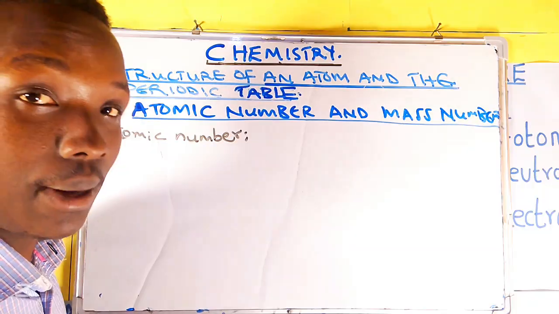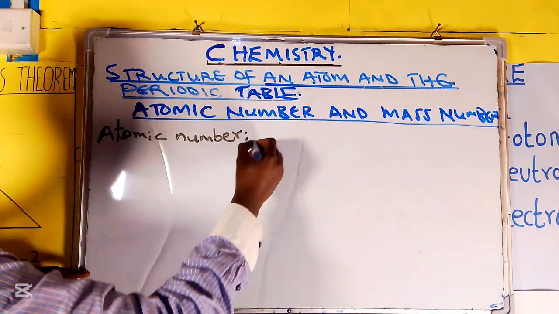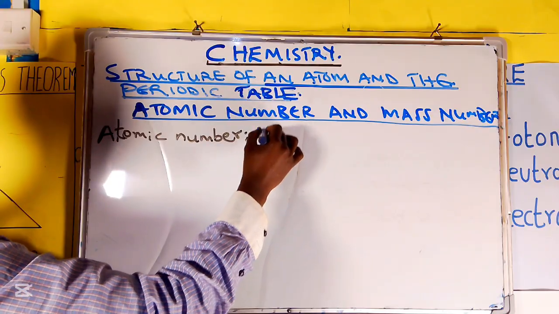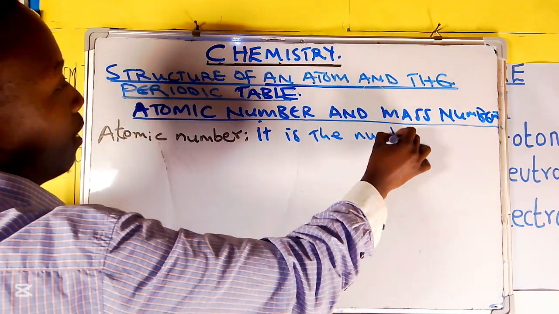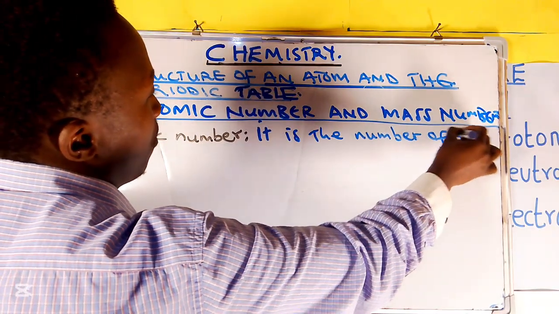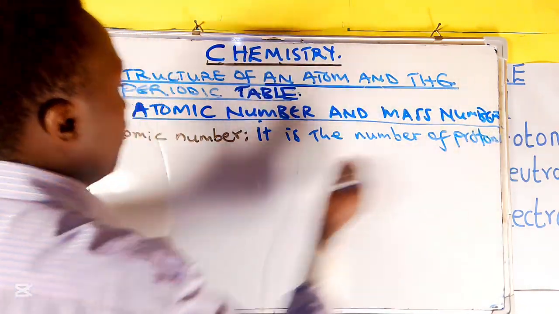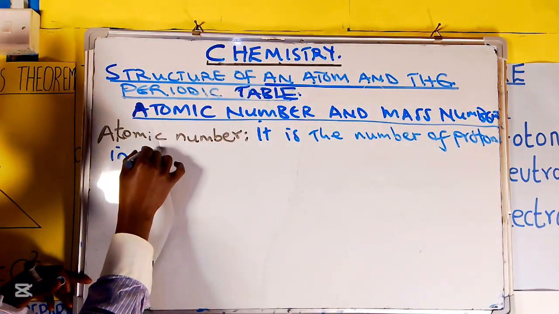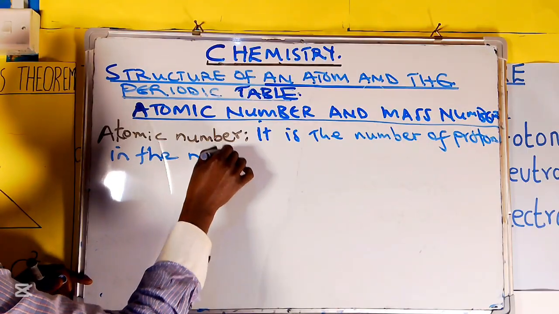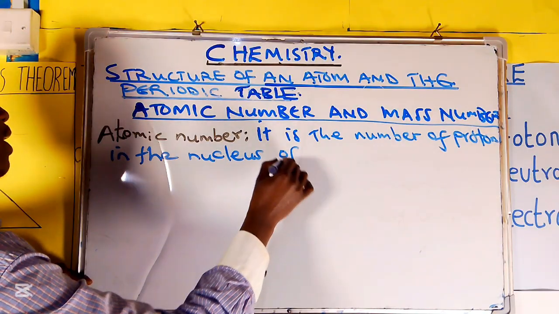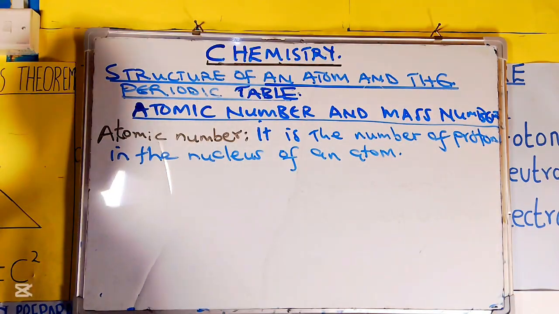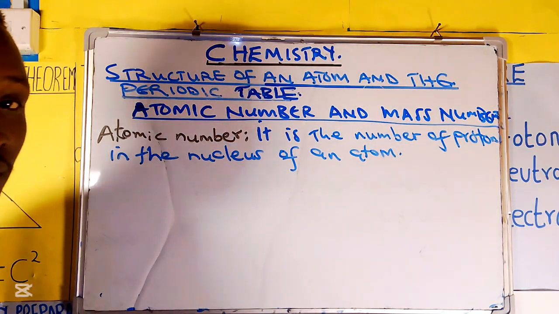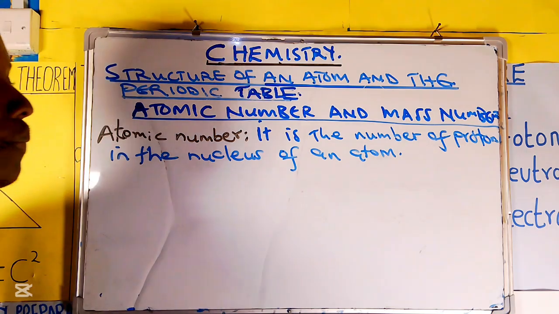So atomic number is the number of protons in the nucleus of an atom.